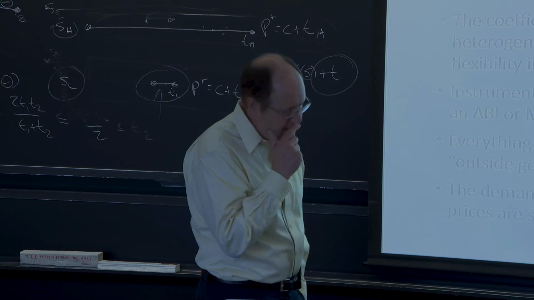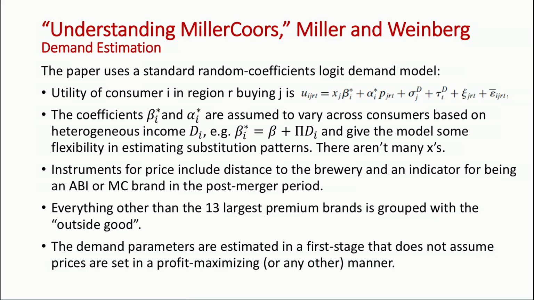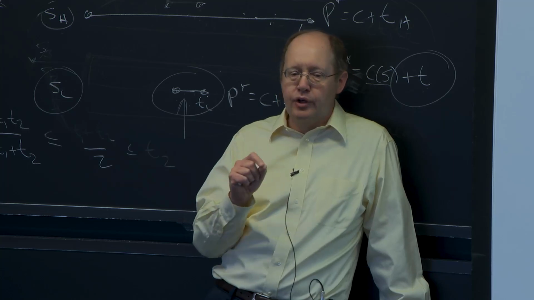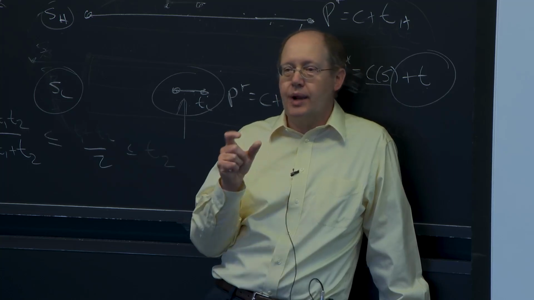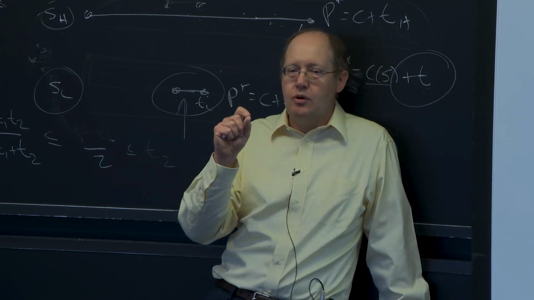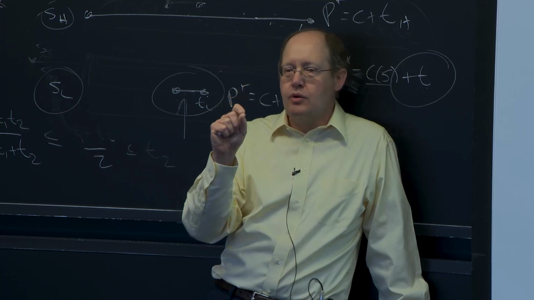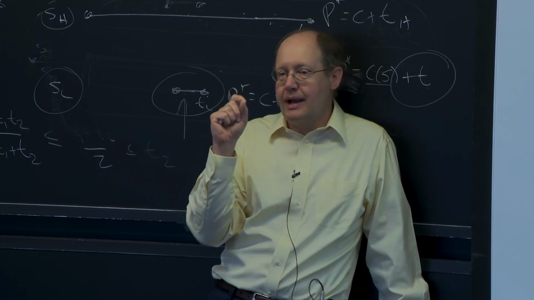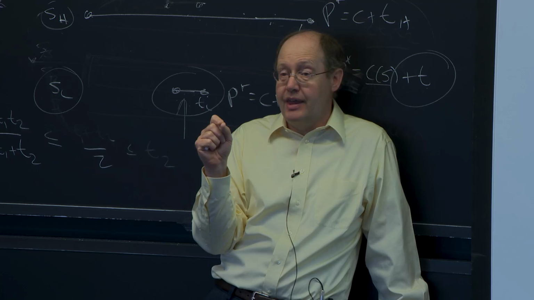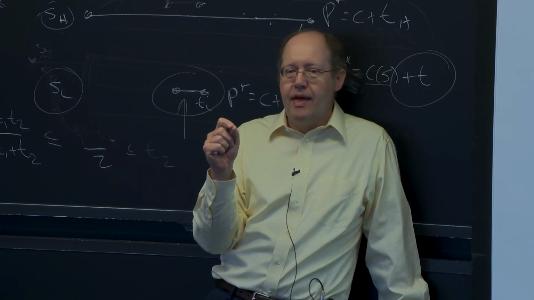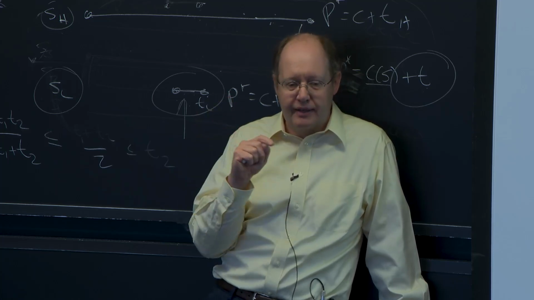Why does this happen? Again, there are three things going on here. Costs are presumably going down because they're now brewing Coors all over the country. But MillerCoors has this unilateral incentive to raise its prices because it knows that if someone goes in to buy Coors Light and the price is now higher than they expect, they may switch to Miller Lite, and that's not a bad thing anymore. And then there's this possible collusion third effect.